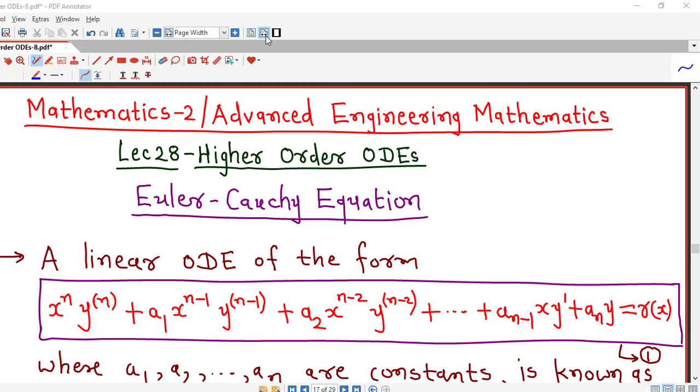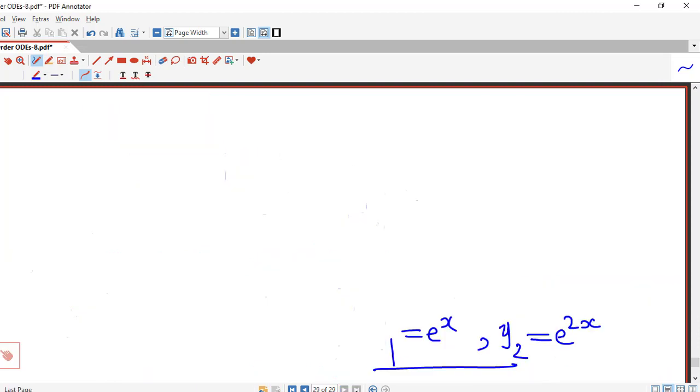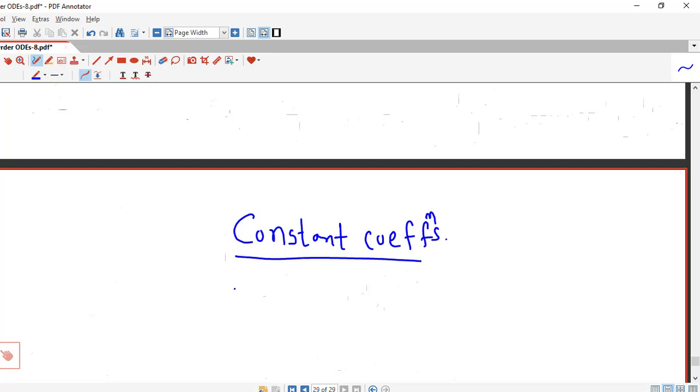Hello friends, I welcome you to lecture number 28 on higher order ordinary differential equations. Up to this lecture, we have discussed linear ordinary differential equations with constant coefficients. Whatever methods we have discussed are applicable to differential equations with constant coefficients only.